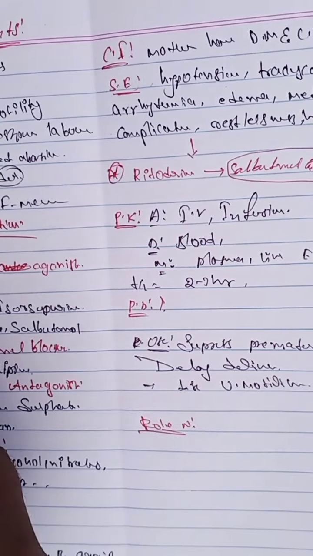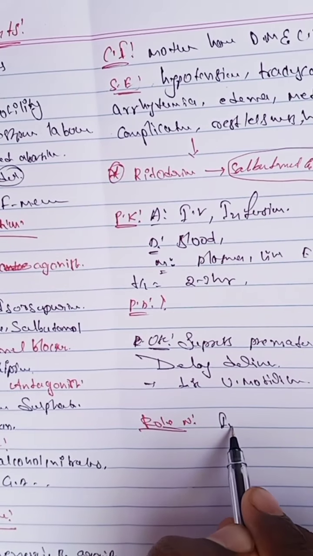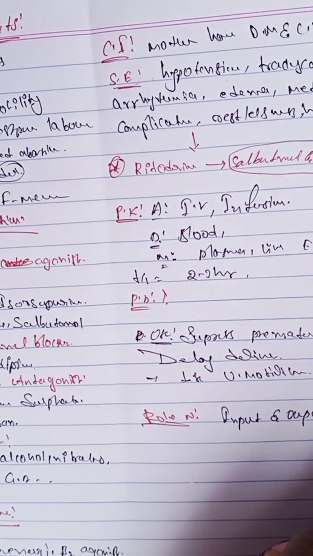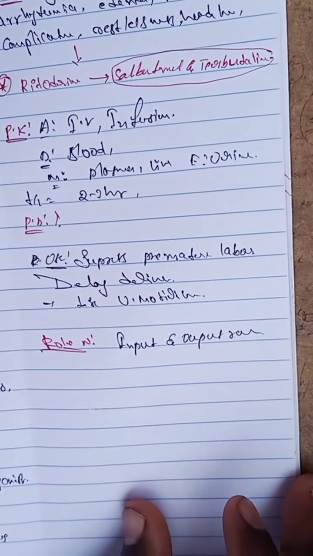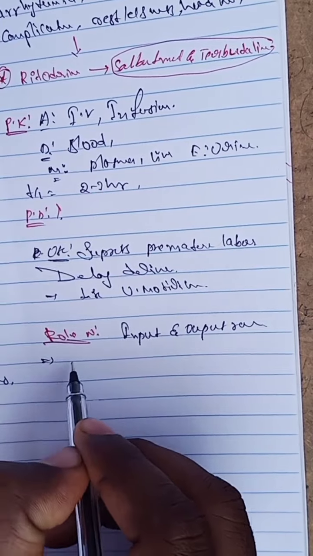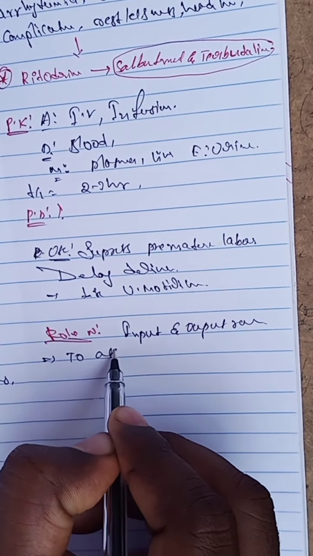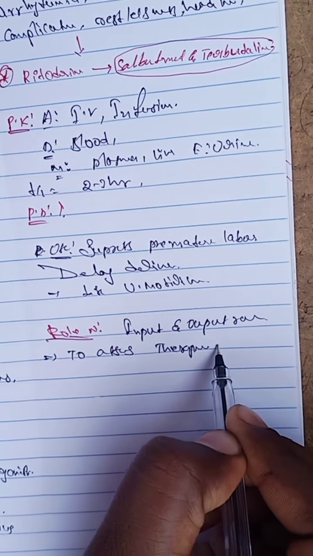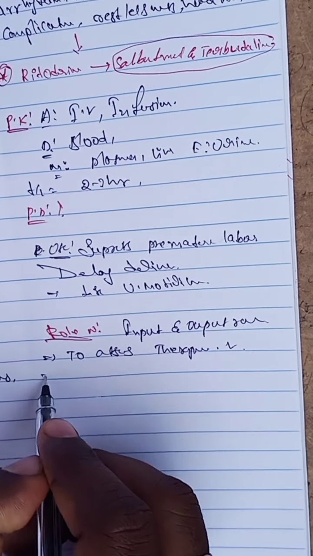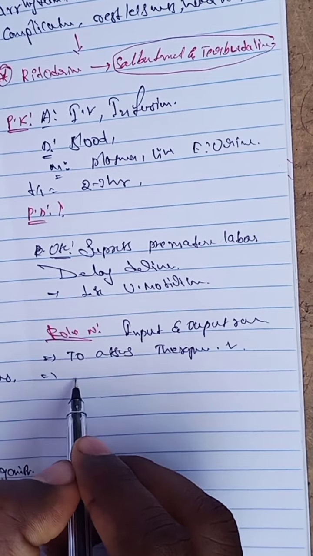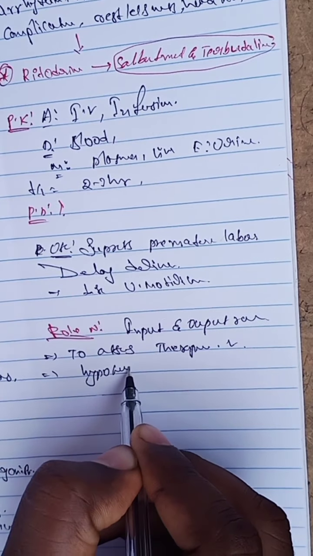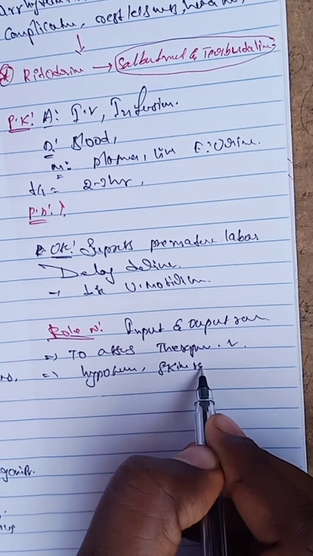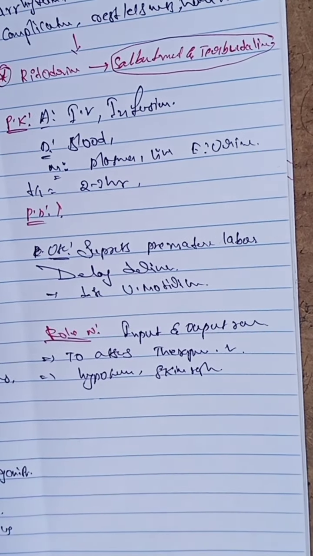This is about the uterine relaxants, and the role of nurse: to assess the input and output ratio, to assess the therapeutic values, and to assess for hypotension and any skin rashes. This is the role of nurse for the uterine relaxants.